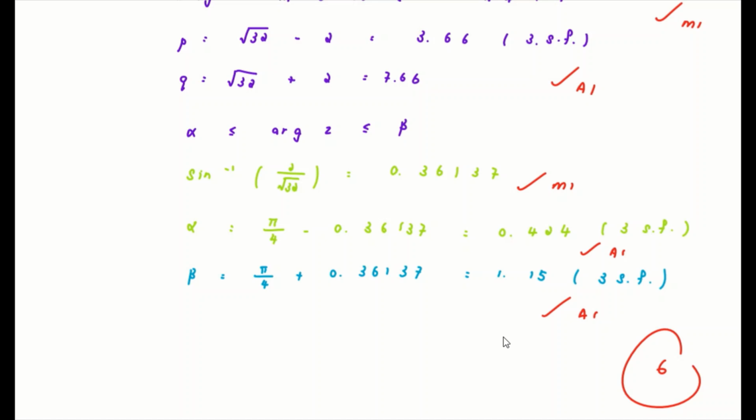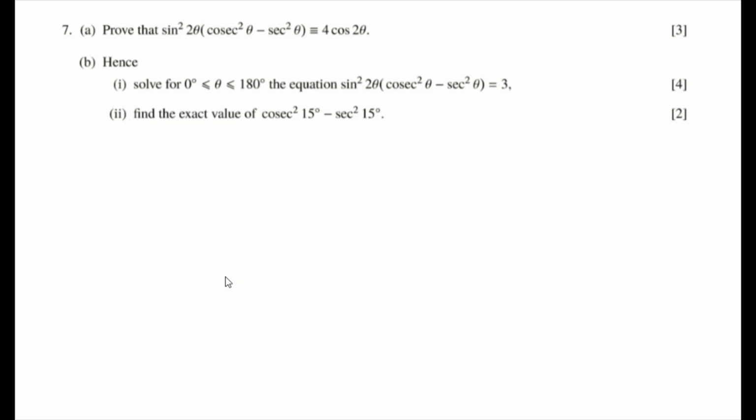Now let's look at question 7. This is a trigonometry question. Prove that sine squared 2 theta times the whole thing gives you 4 cos 2 theta. Let's go straight into the proving part.